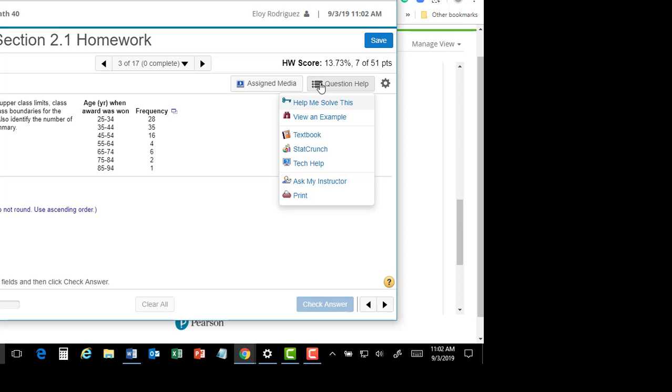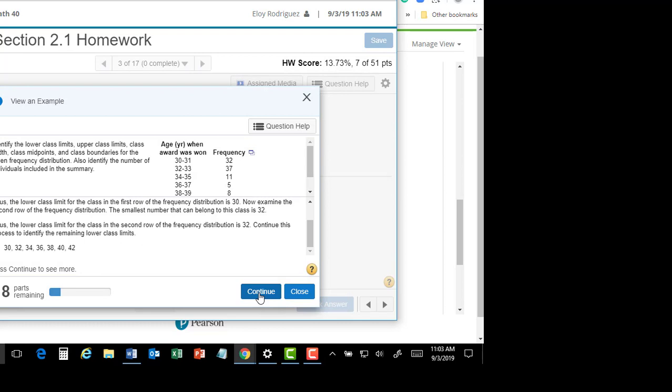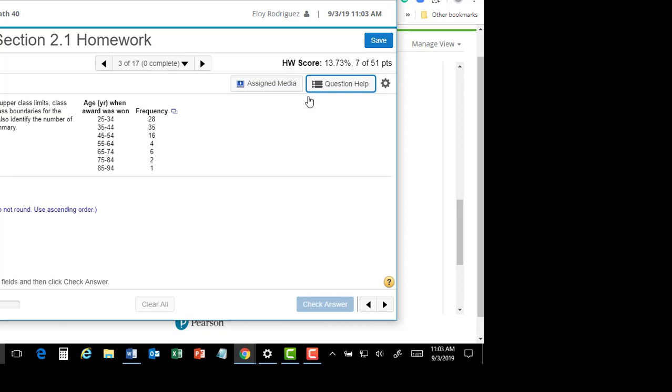If you view an example, now it's going to walk you through it, telling you what to do. It says the smallest number you can find is 30 out of the data. Anyway, I think it's super convenient, because you just keep going at it until you get the problem right and then go on to the next. Okay, supposing that you'd like to see the book, we go to question help, and now we want to open our ebook.